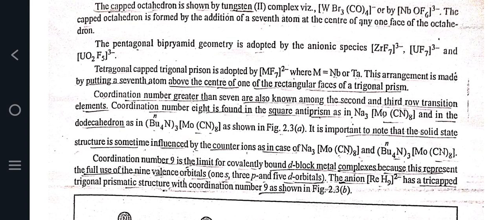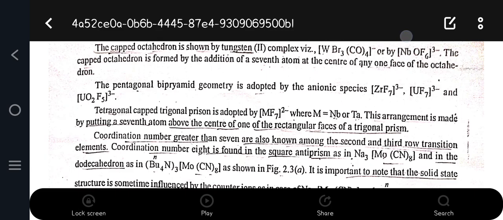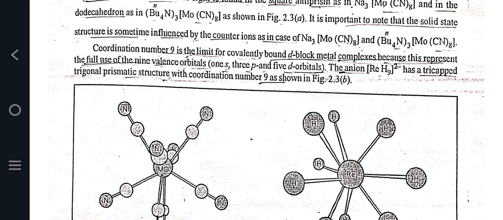Coordination number 9 is the limit for covalently bound d block metal complexes, because this represents the full use of the 9 valence orbitals: 1 s, 3 p, and 5 d orbitals. The anion [ReH9]2− has a tricapped trigonal prismatic structure with coordination number 9, as shown in figure 2.3b.